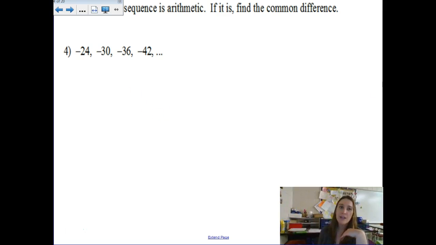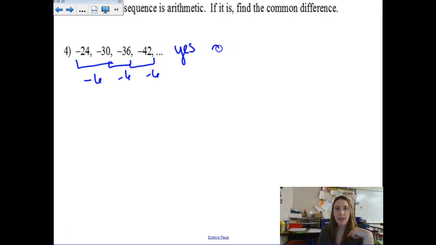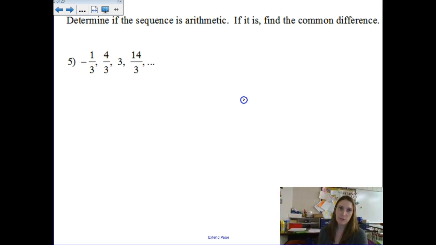So this first question says, is it arithmetic? And if it is, find the common difference. So I try to see if there's a pattern. I notice here they subtracted 6, and then here they also subtracted 6, and then they keep on with that pattern. So yes, this is arithmetic, and the common difference is negative 6. They're subtracting 6 or adding a negative 6, is how we refer to that.